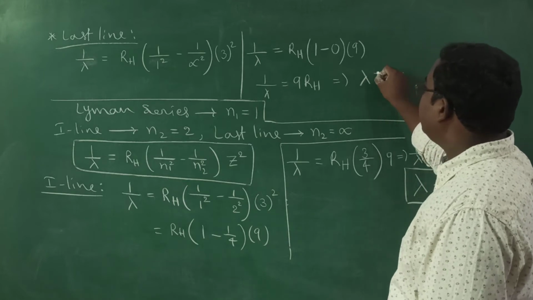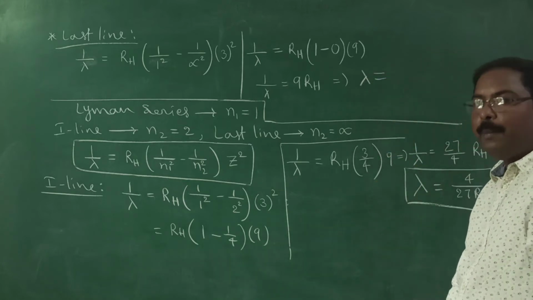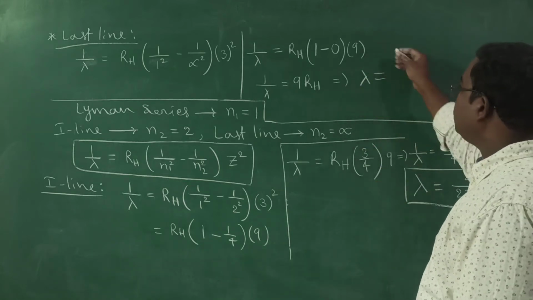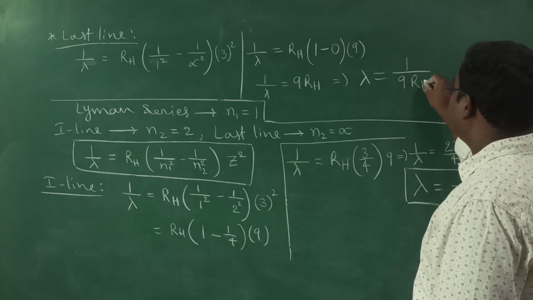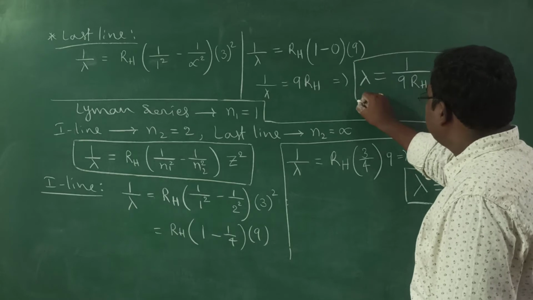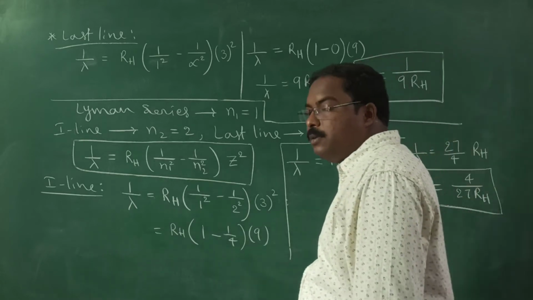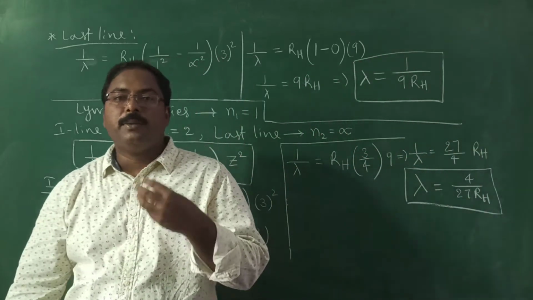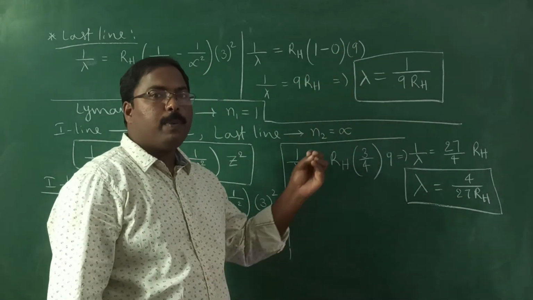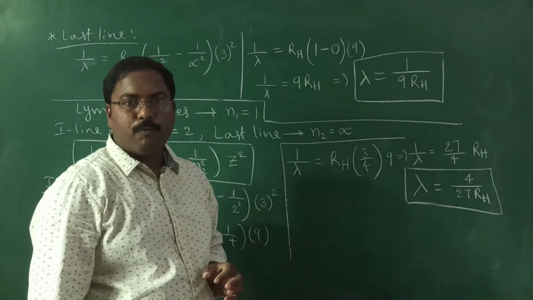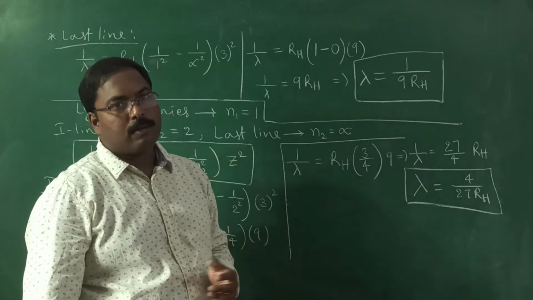But they are asking us to calculate the lambda value. So lambda is 1 by 9 into RH. As I told you, if they give the options in terms of values, substitute the RH value as 1.1 into 10 to the power 5. Then we can solve. Got it?